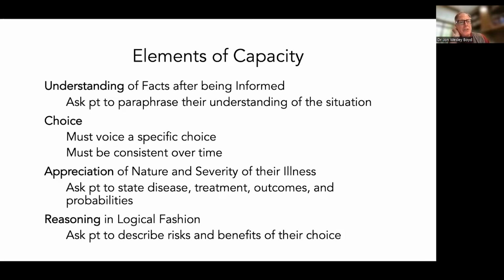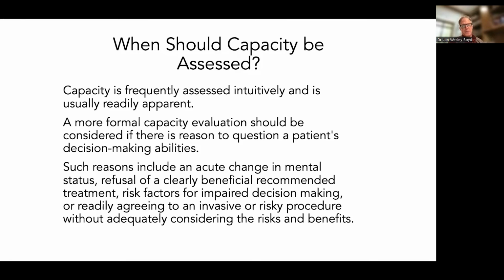In addition, they need to appreciate the nature and severity of their illness. So for example, if the medical team says someone needs an amputation in order to keep them alive, and the person repeats back to you, no, I wouldn't die if I don't get the amputation. I just might have a little fever. Then in that case, we would say they do not appreciate the nature and severity of their illness, quite obviously. And then also the last component is that they need to be able to reason. And I've already talked about that at some length. So these are the 4 elements of capacity. When they are all present, we can say an individual is able to make decisions for themselves.